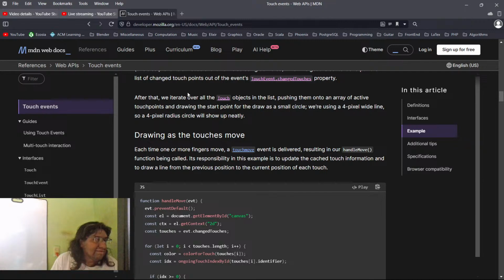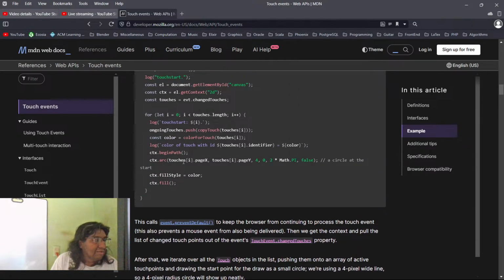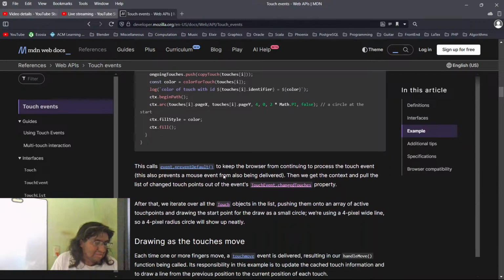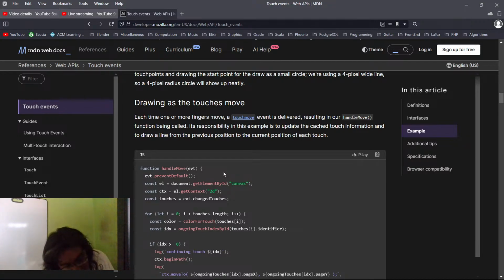After that, we interact with all touch objects in the list. Changed touches. And in the case of moving the spaceship, it will be hard in the sense that the coordinates don't correspond to the canvas. Coordinates.